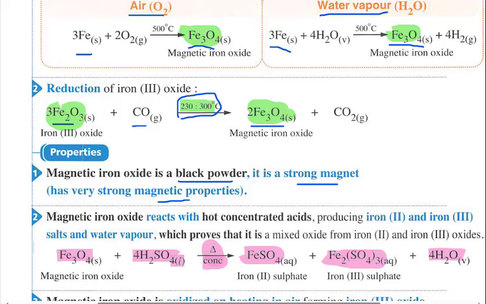So here we have to know that this magnetic iron oxide is, in the first place, a mixed oxide. It reacts with concentrated acids only; this oxide cannot react with dilute acids. Okay, it reacts with concentrated acid and with heat. It forms two kinds of salts: iron 2 sulfate and iron 3 sulfate.